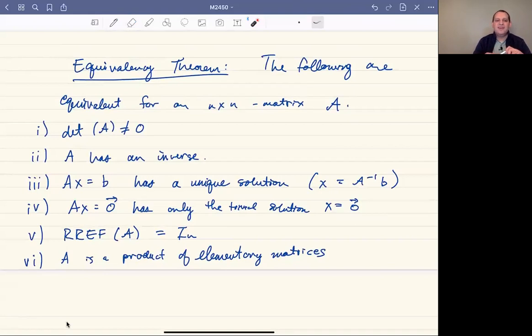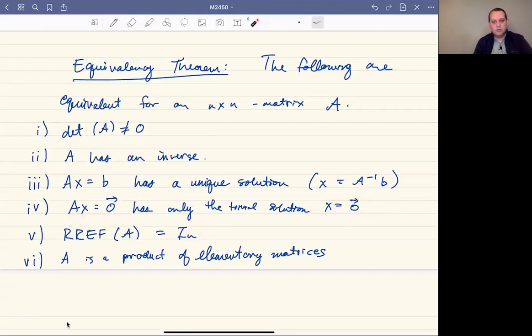Moreover, if the determinant of A is 0, then A does not have an inverse. AX equals B does not have a unique solution. It'll have either 0 or infinitely many solutions. AX equals 0 does not have a unique solution, therefore it has to have infinitely many, because we have at least one. X equals 0 is always a solution to this system. And so if there's not a unique solution, there must be infinitely many. A cannot be row reduced to the identity matrix, and A is not the product of elementary matrices. That's all equivalent to saying that the determinant of A is equal to 0.